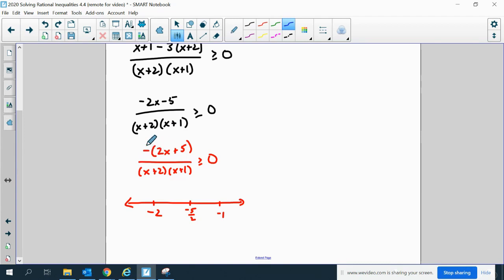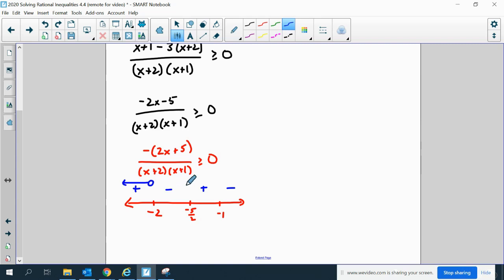I then factored out a negative from the top to make it easier for me to see that negative 5 halves is one of the critical points. So I have negative 2, negative 5 halves, and negative 1. So I'll plug in something to the left of negative 2, like, for example, negative 10. It doesn't really matter. But that's clearly going to make the top one negative times a negative, which would make the top one positive. And then the bottom would be negative times negative, which would also be positive. So this would be a positive number. Some number between negative 2 and negative 5 halves, if I look at that, that would end up being a negative number. And basically all of these are going to flip one sign. So they're all going to alternate. So I'm looking for things that are positive.